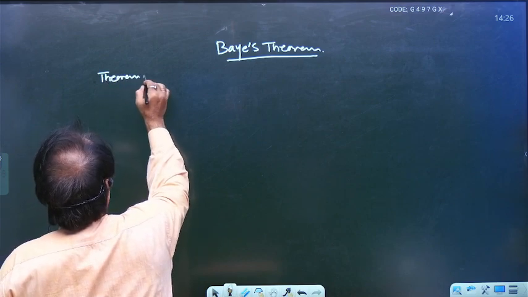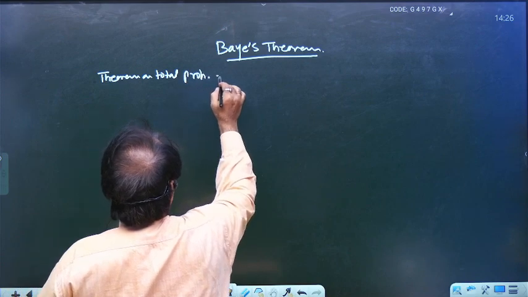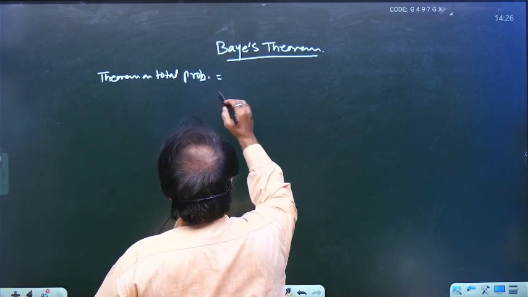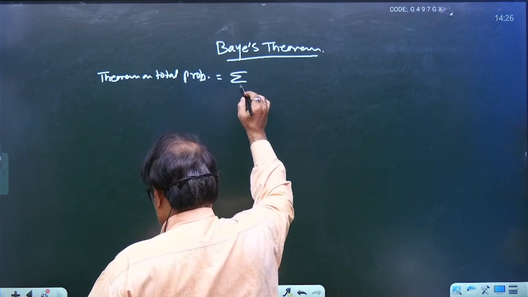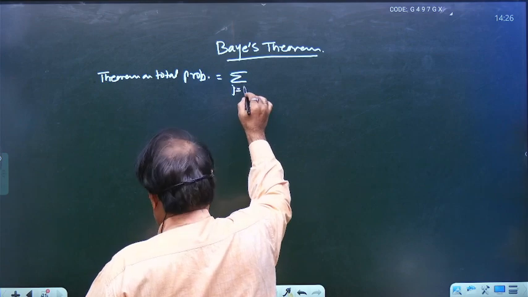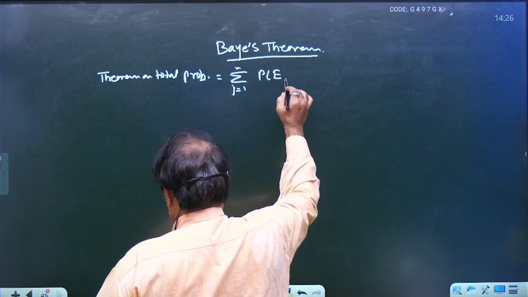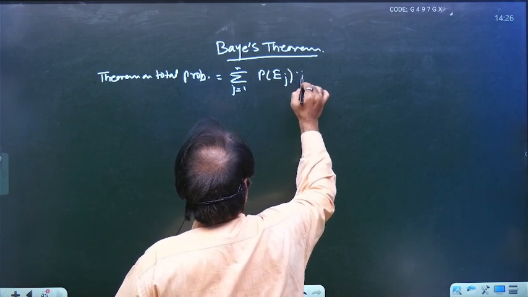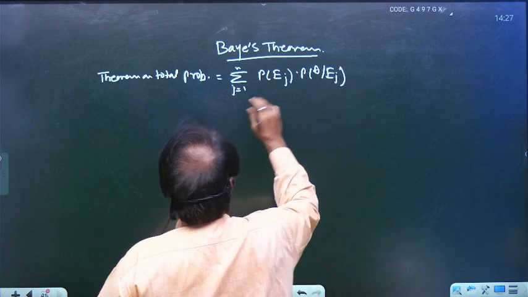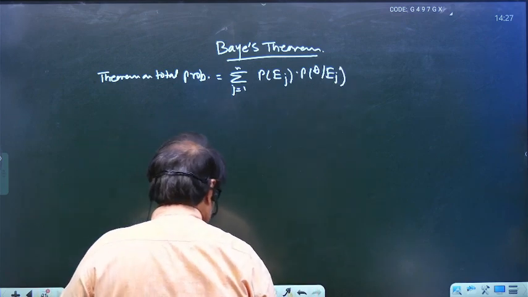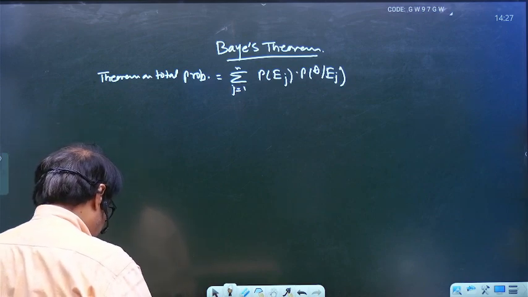So theorem on total probability: total probability P(A) is equal to summation, sigma j equals 1 to n, of probability of E j into probability of A by E j, where j is 1 to n terms. So this is theorem on total probability.